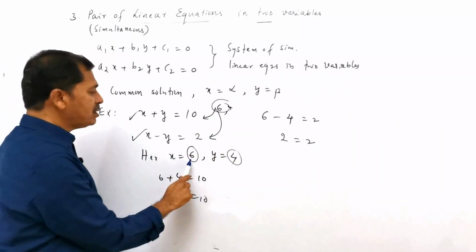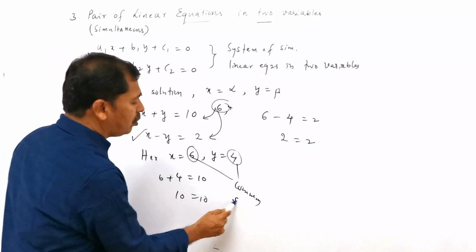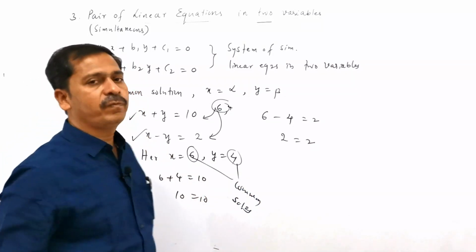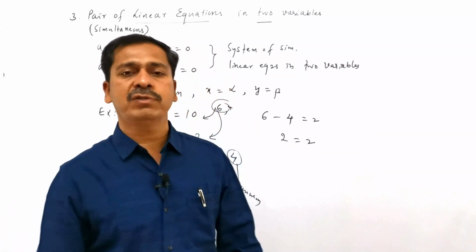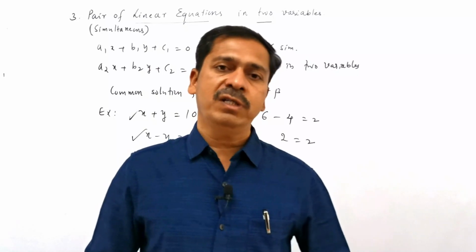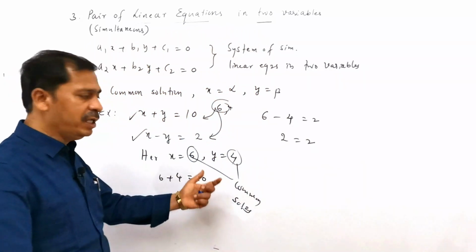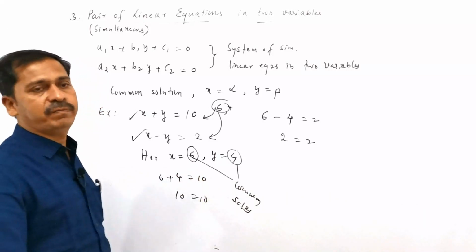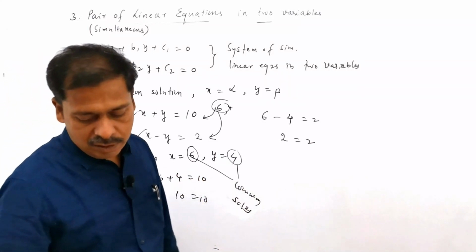So x is equal to 6 and y equal to 4, these are nothing but what? These are the common solutions. This is the speciality of the system of linear equations in two variables. Simultaneous. Why do we call it simultaneous? Simultaneously they are having a common solution. That is the main theme of the simultaneous linear equations.